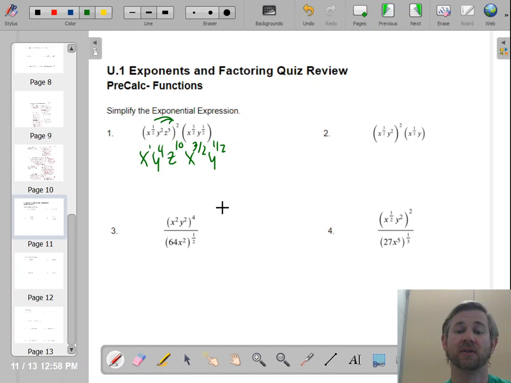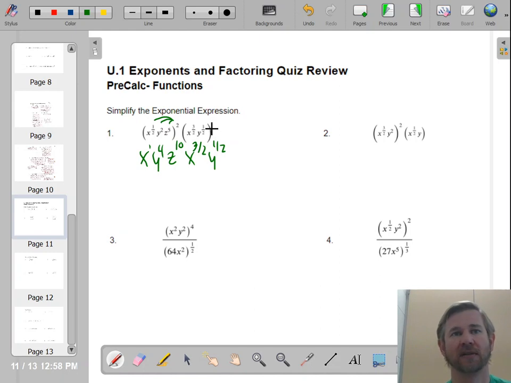So now we're going to multiply all of these. And when you're multiplying, the rule is that you add the exponents. So let's look at our x's. We have x to the first and x to the 3/2. So what's 1 plus 3/2? Well, remember when you get a fraction, you need a common denominator. So 1 would be 2 over 2, so this would be 5/2. So we have x to the 5/2.